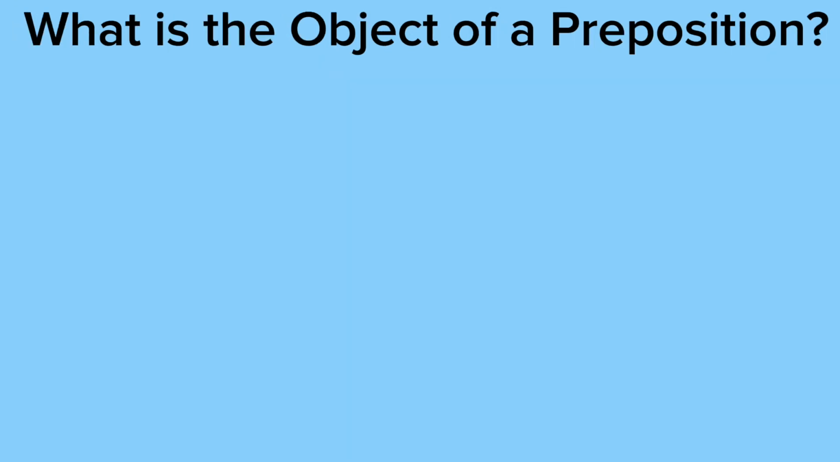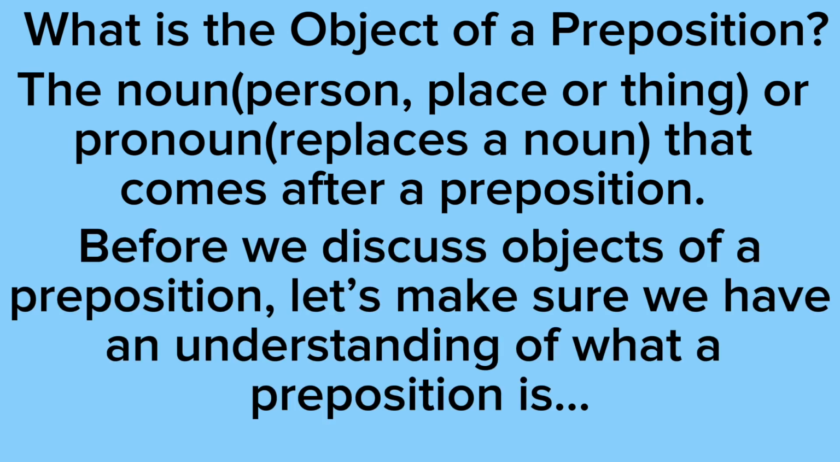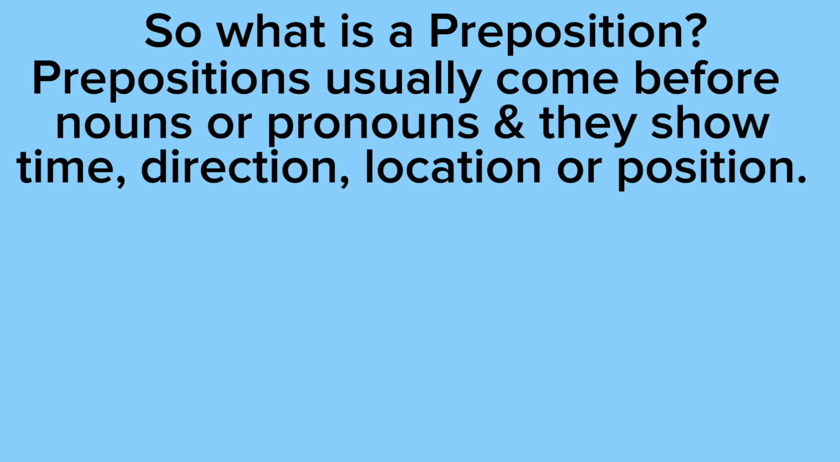So what is the object of a preposition? The object of a preposition is the noun or pronoun that comes after a preposition. Before we discuss the meaning of an object of a preposition, let's make sure we have an understanding of what a preposition is. So what is a preposition? Prepositions usually come before nouns or pronouns and they show time, direction, location, or position.